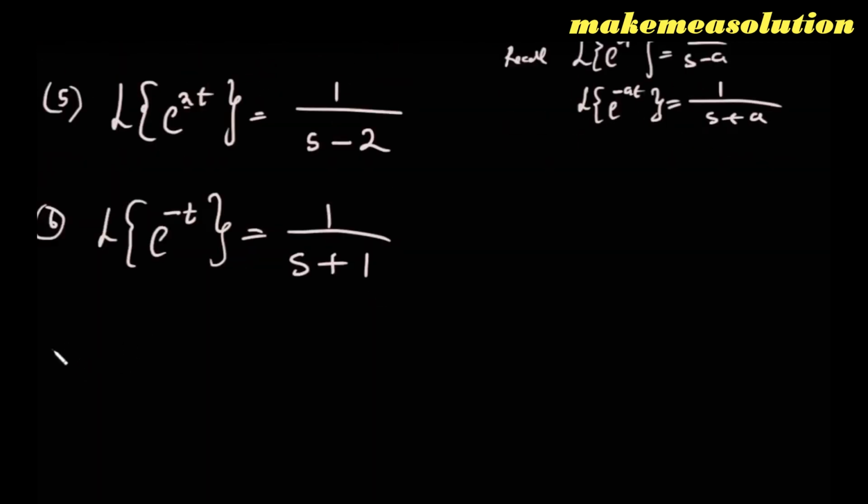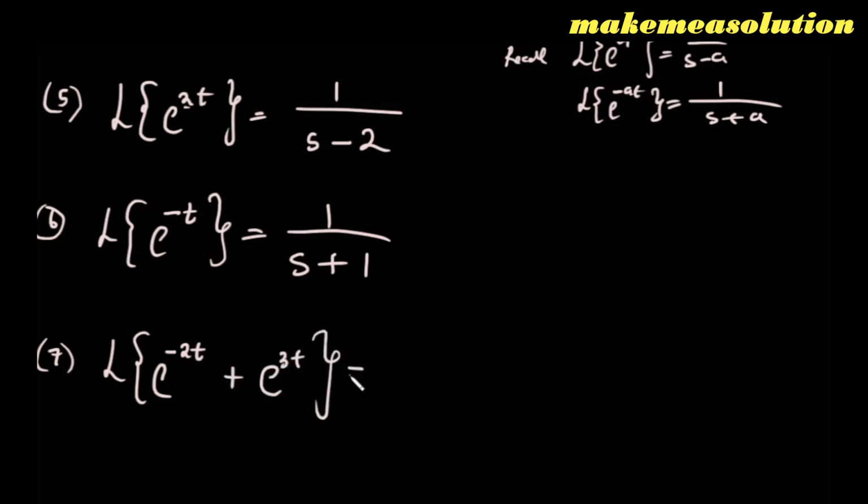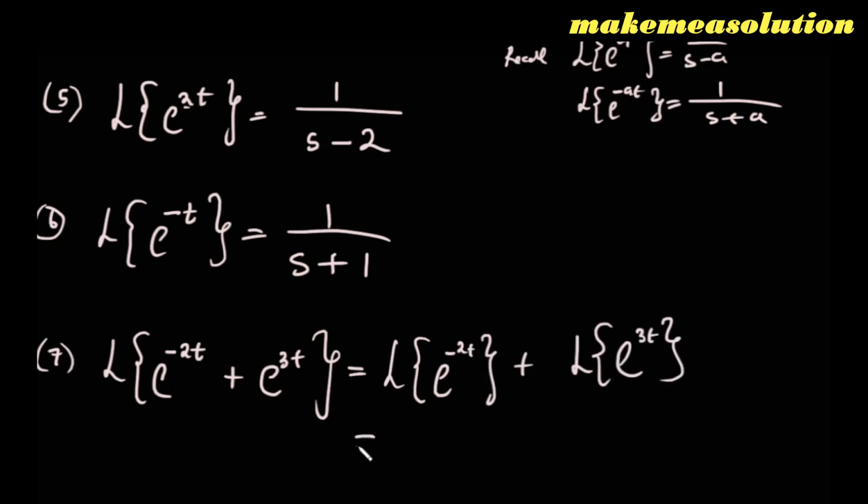So number 7, Laplace transform of exponential minus 2t plus exponential 3t. Apply linearity, and this gives me the Laplace transform of exponential minus 2t plus the Laplace transform of exponential 3t, which is going to be 1 all over s plus 2 plus 1 all over what? s plus s. Is it plus or minus? Thank you for that correction. So it's s minus 3.